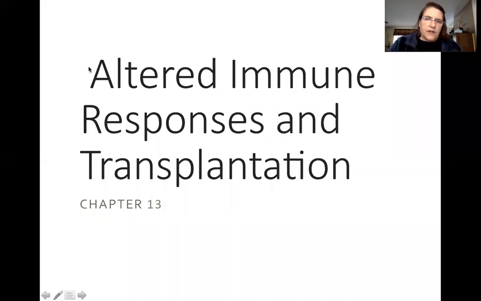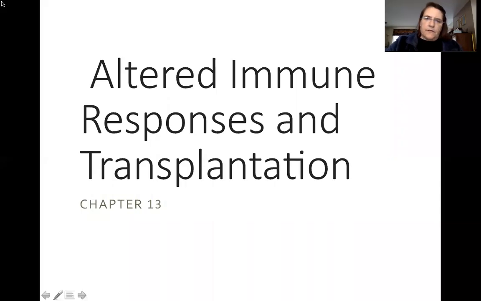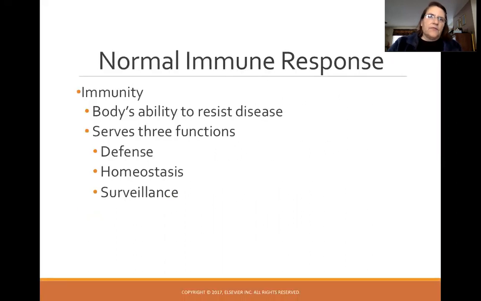All right, we're going to talk about the altered immune response. There we go. Gotta love an apple when they do that. All right, so the altered immune response and transplantation, chapter 13. Let's see if I can move this. Hold on. Let's put you down here. There we go.